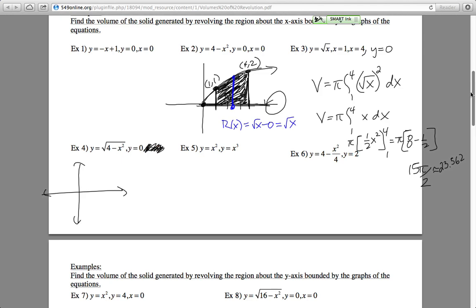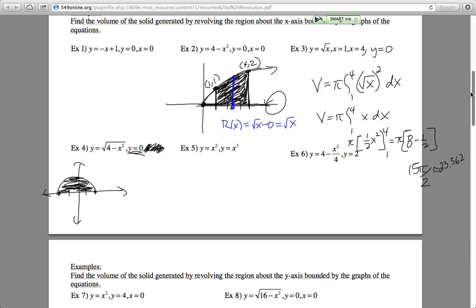It's 2. You do the square root of 4. So you go up 2, left 2, it's a semicircle. Right 2, it's just this. And then you bound it by the x-axis. So you're just looking at this. We're not going to do another one of these.